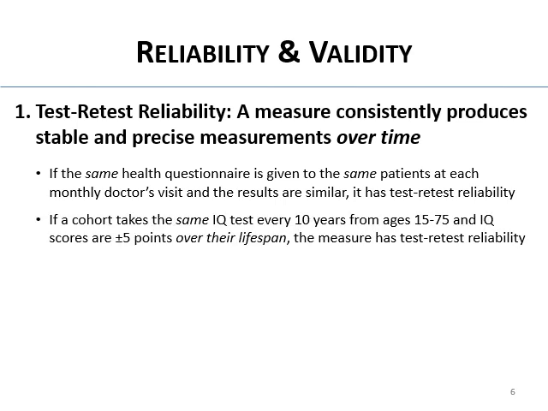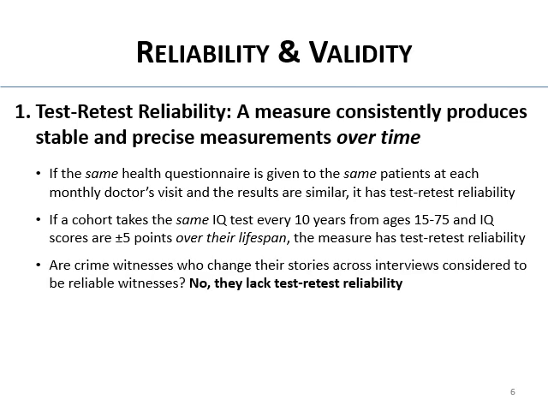So if some sort of age cohort takes the same IQ test every 10 years from ages 15 to 75, and IQ scores are plus or minus 5 points difference over their entire lifespan, so they only go up or down 5 points, you'd say that's a pretty darn reliable test, given that IQ can go from 15 to, what, 160 or so. I don't know. Anyway, that's not much change. You would say, yeah, that's a pretty reliable measure of IQ. It's giving consistent scores over time.